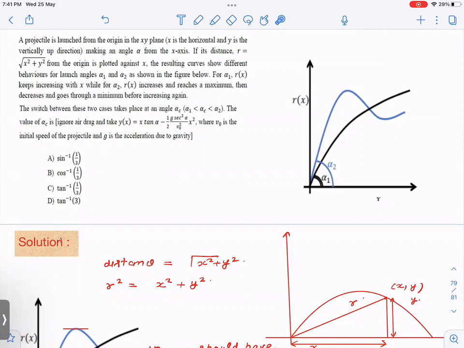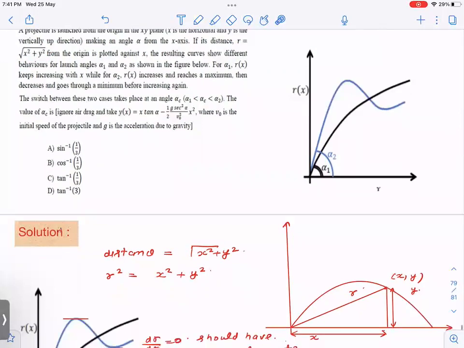The question is that there's a projectile launched from the origin in the XY plane. X is horizontal, Y is the vertically up direction, and the launch angle is alpha from the x-axis. And R, the distance, is root over x square plus y square. So R is this, you can see in this graph. Suppose the projectile is here, then its distance from the origin is r. This is plotted against x. This diagram was also given in the question.